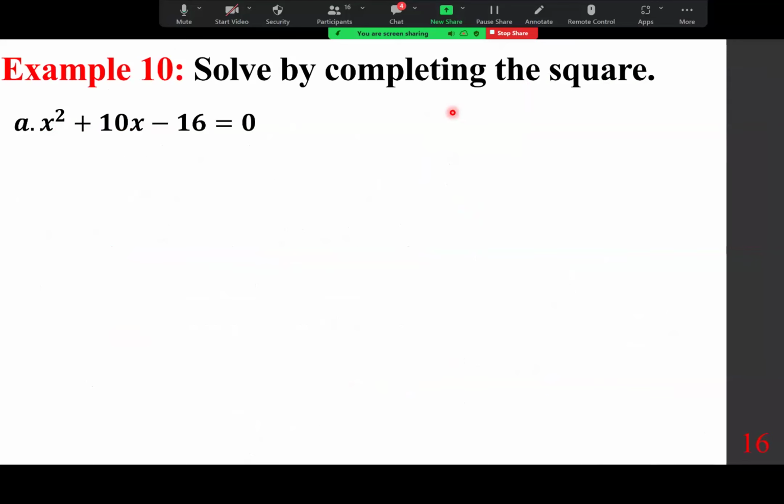All right, we are going to move on. In this example, we want to solve by completing the square. x² + 10x - 16 = 0. Number 1, we are moving the -16, and we make it positive 16 on the right. Now let's do the work.